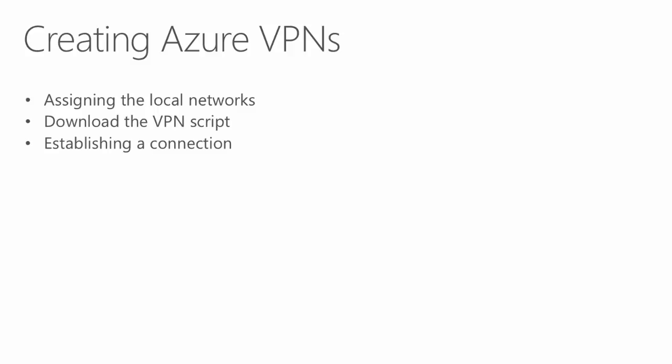I'll show you how to go about downloading the VPN script. This is pretty simple, but at least you'll know where to find it. We're going to try and establish the VPN, but since we haven't configured the on-premises part yet, it's going to fail. The point of this is that Azure will automatically try to establish the VPN. Here I'll show you how you can manually connect it.